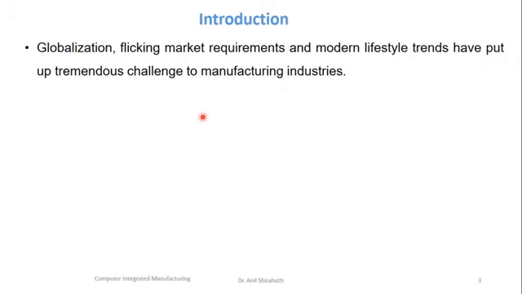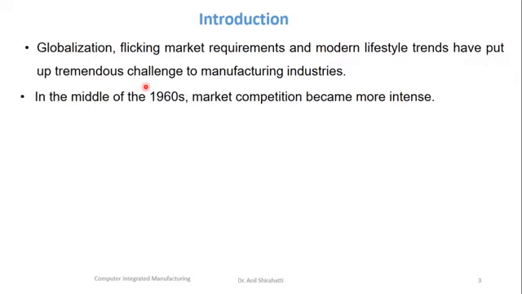So let's start. So first we have to understand the manufacturing, the need of manufacturing, and how manufacturing is becoming more and more competitive. So we know globalization, fluctuating market requirements, and modern lifestyle have put a tremendous challenge on the manufacturing industry. In the mid 60s, market competition became more and more intense.